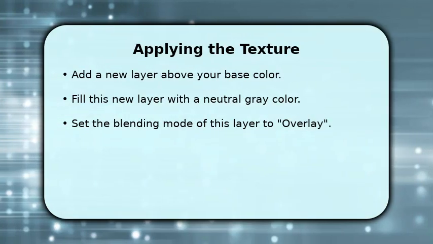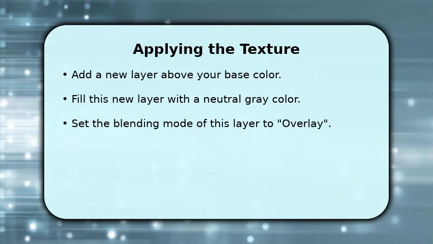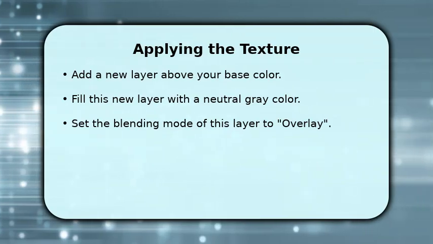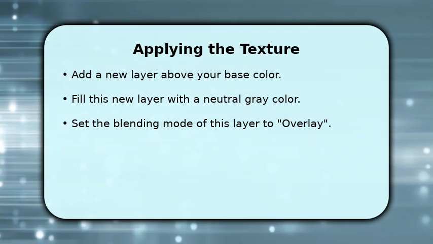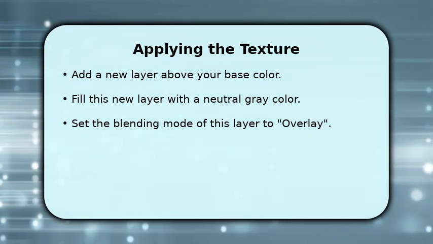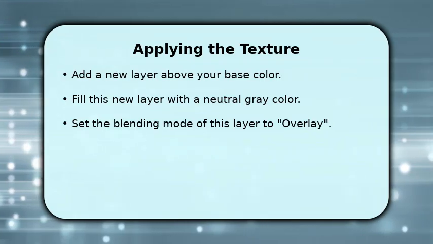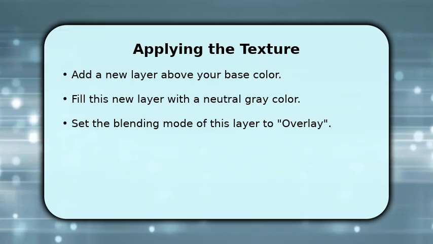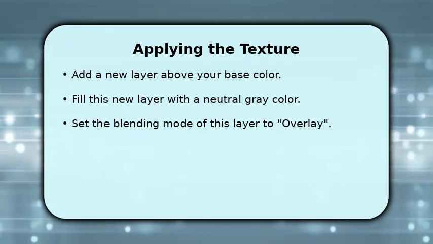Now, let's add the texture. Create a brand new layer directly above your base color layer. Fill this new layer with a neutral gray, perhaps a 50% gray, which is perfect for blending. Then, change the blending mode of this gray layer to overlay. This mode allows the texture to interact beautifully with your base color, creating depth and visual interest.